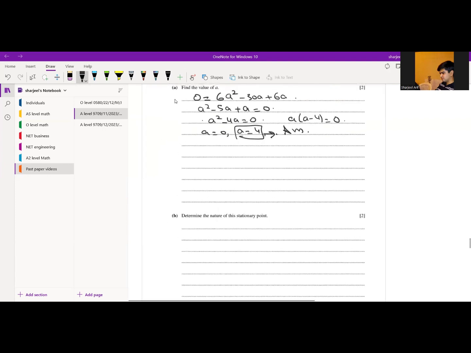Second part, we have to determine the nature of the roots. So we have to find the second derivative. This will be given 12x minus 30. 4 minus 30, that would be 18, that is greater than 0, that's the minimum point. If it was less than 0, this will be a maximum point.